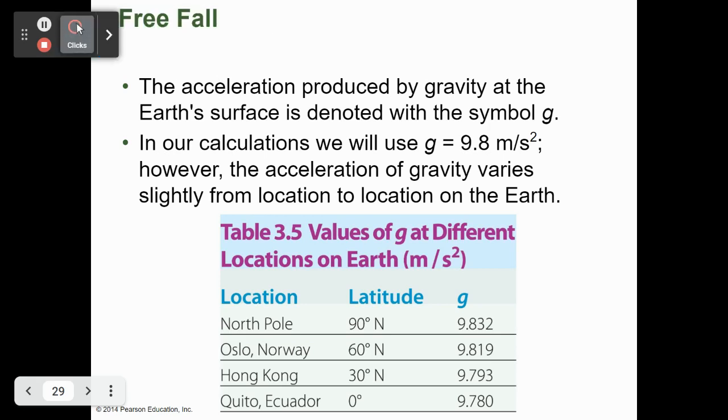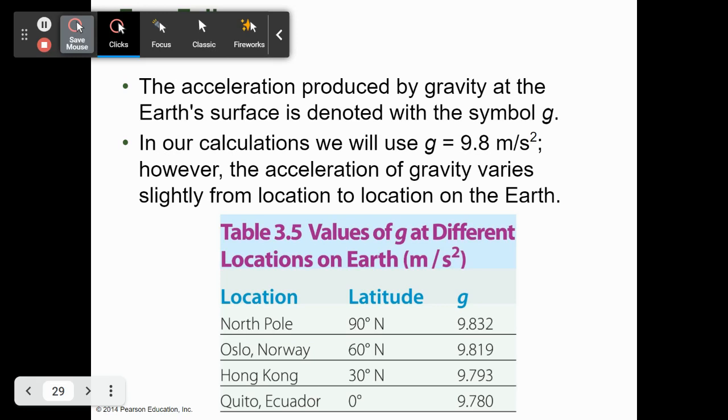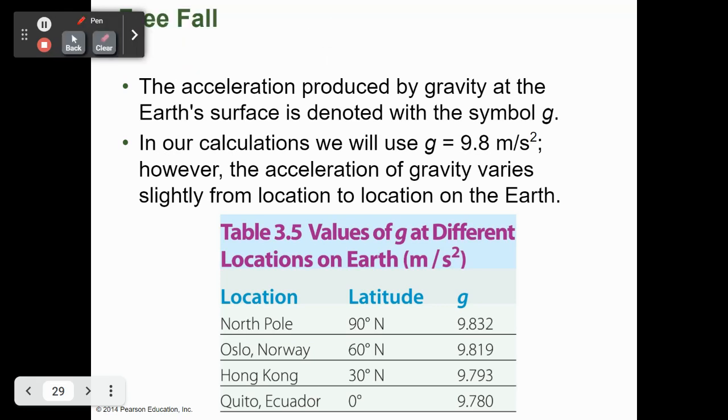So acceleration is produced by gravity at the Earth's surface, and it's denoted with a g. Okay, so before, all of our acceleration equations have had an a in it, right? a for acceleration. Well, in this particular part of this chapter, our acceleration, if an object is in free fall, is represented with a g. Okay, g for gravity. And it is a constant number. As I said, it's the same whether we throw it up, whether it's coming down. Acceleration due to gravity is the same number.